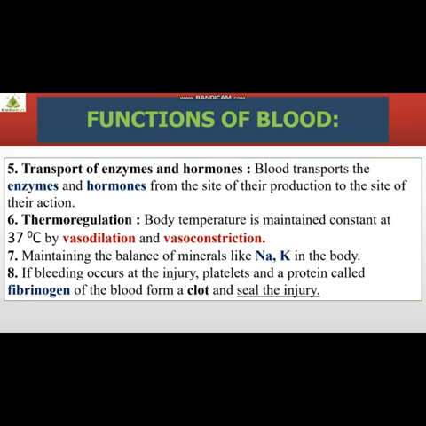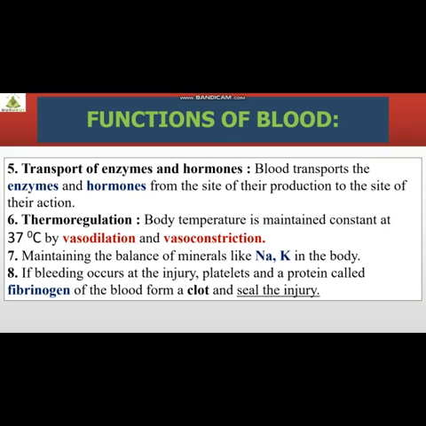Number 6, we have thermoregulation. Students, body temperature is maintained constant at which degree? 37 degrees Celsius. This is the body temperature which is always maintained, and it is maintained by vasodilation and vasoconstriction. Always remember these two terms with opposite meanings. Vasodilation means widening of blood vessels and vasoconstriction is narrowing of blood vessels. So widening and narrowing are involved in vasodilation and vasoconstriction.